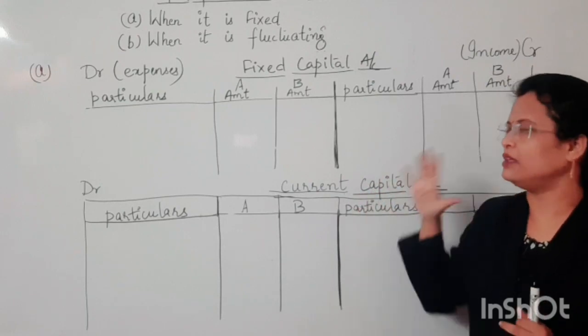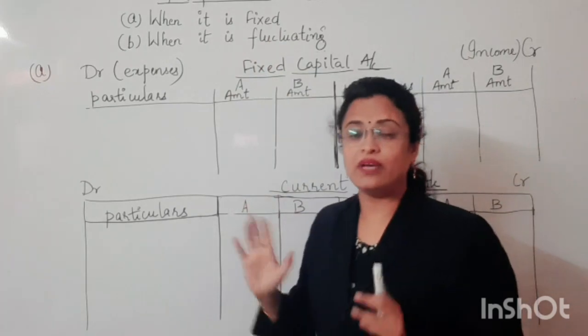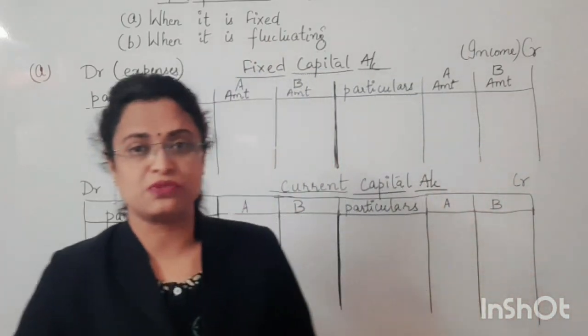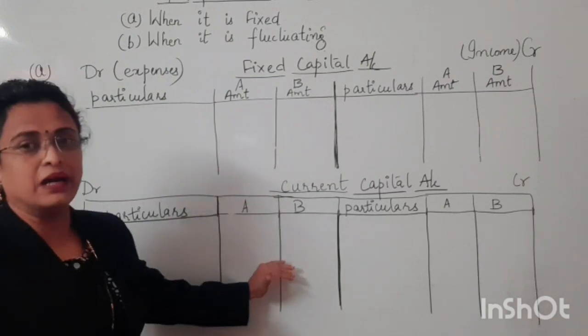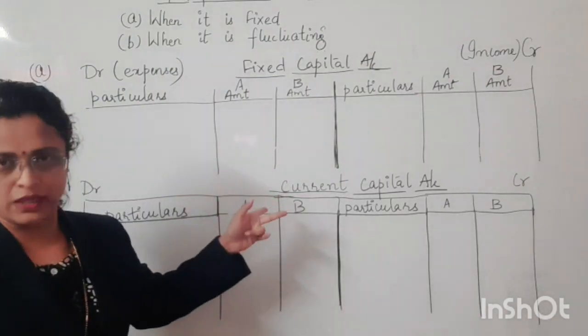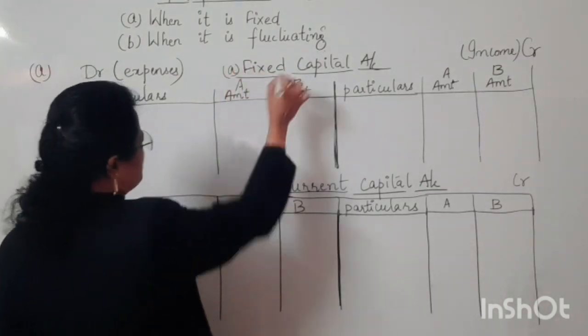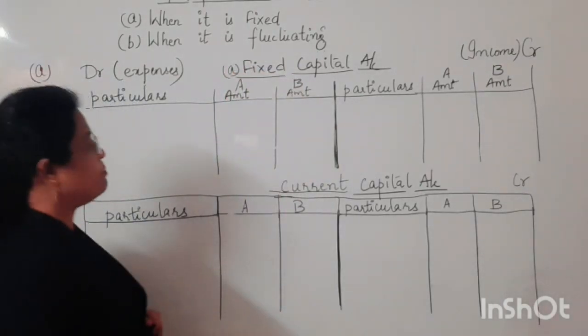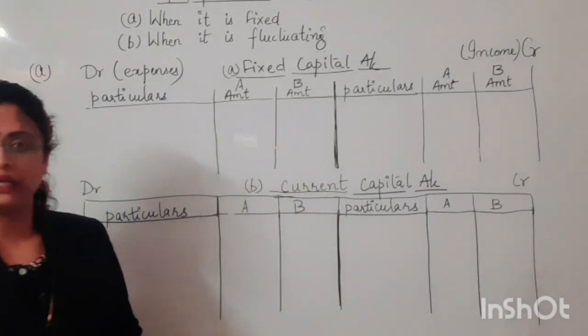So children, in the first condition, when we assume that the partner's capital account is fixed, it means you are supposed to make the partner's capital account into two parts. The first part we call the fixed capital account, and the second part will be called the current capital account.